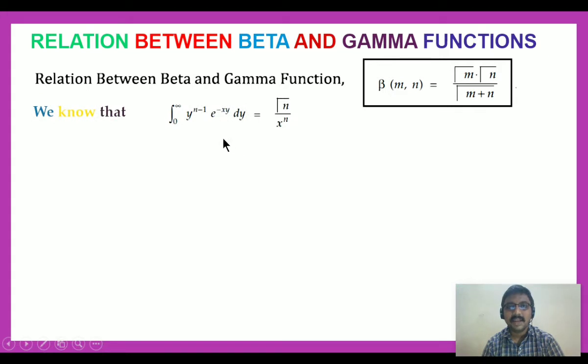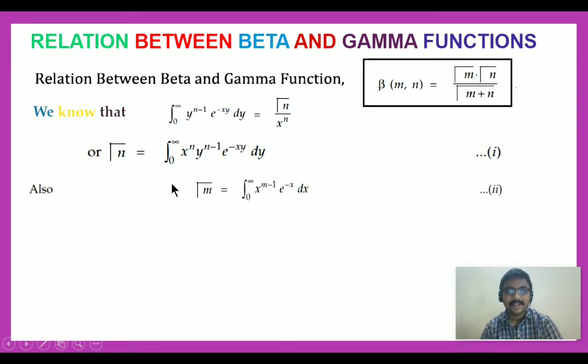We know that the integral from 0 to infinity of y to the power of n minus 1 times e power minus xy dy is gamma of n by x power n. Just cross multiplying, we will have gamma of n is the integral from 0 to infinity of x to the power of n times y to the power of n minus 1 e power minus xy dy. Let it be equation number 1.